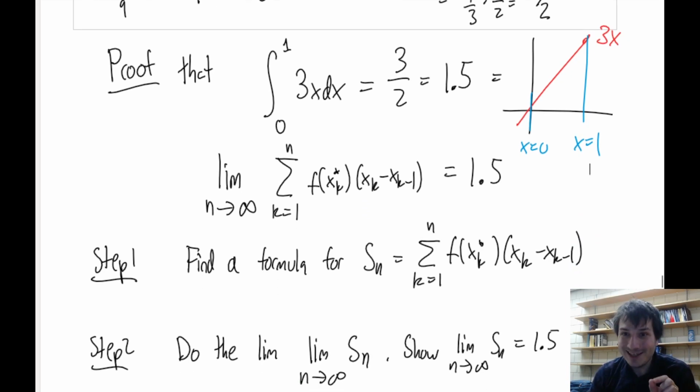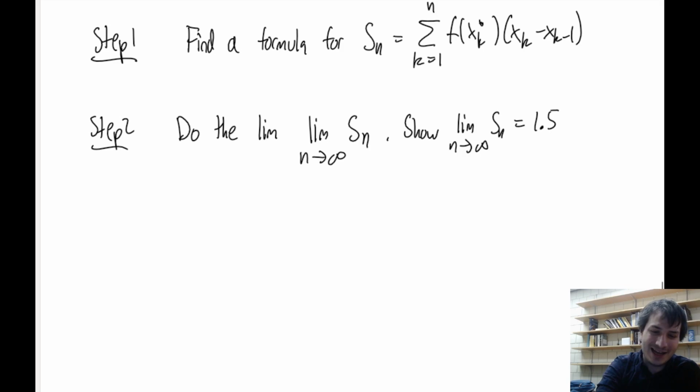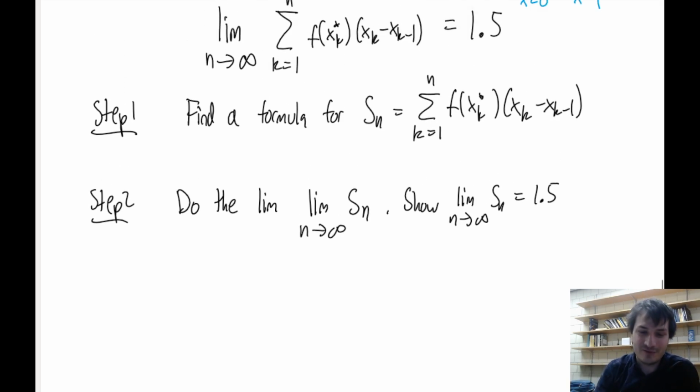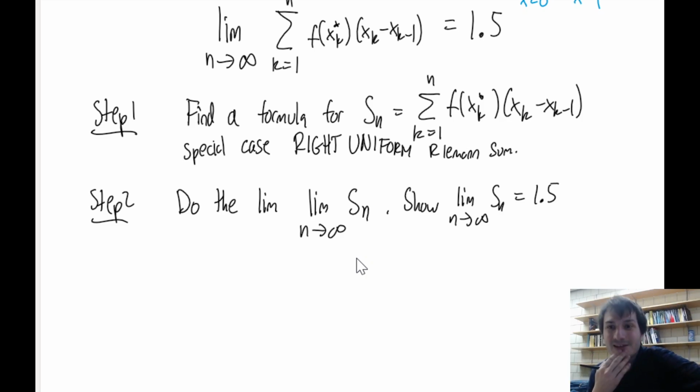But we're doing it with a Riemann sum. And the definition of an integral says use a Riemann sum. Okay, and I lied when I said I'm going to find the formula. I'm only going to find the formula in the special case. The special case I'm going to do is the right uniform Riemann sum. So I'm not going to do the general thing because the general thing is quite complicated, but I'm going to do the right uniform Riemann sum.